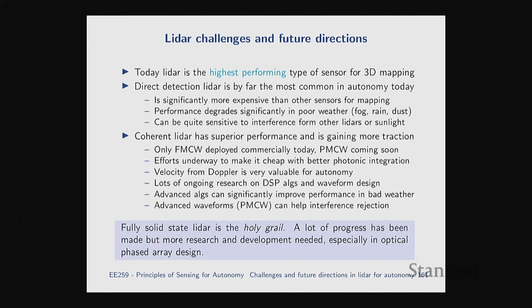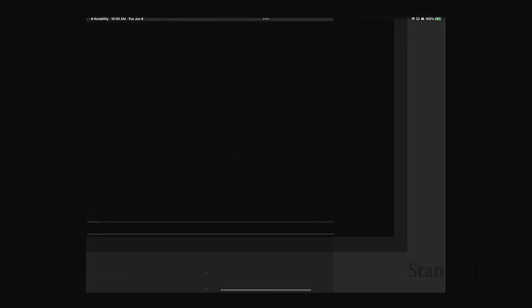Okay, so that's it. Just to recap, LiDAR, when it comes to 3D mapping, as of today, is the most capable type of sensor. So you get the nicest looking, highest resolution type of 3D maps out of LiDAR. Let's look at a quick video of something that's almost state of the art as of today.